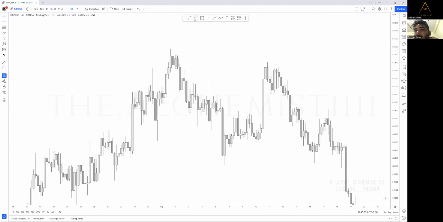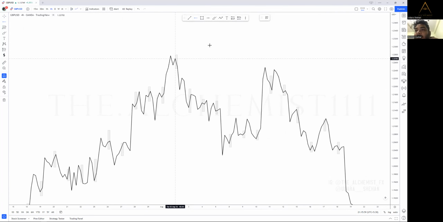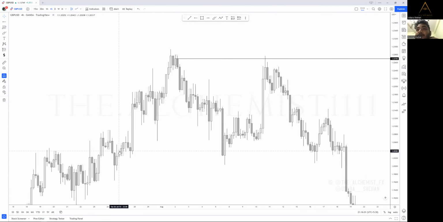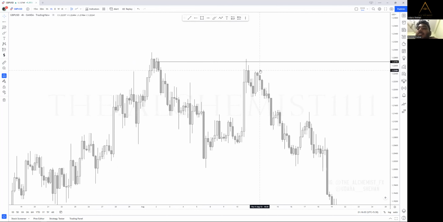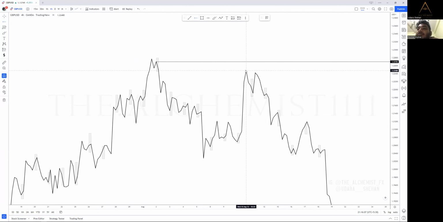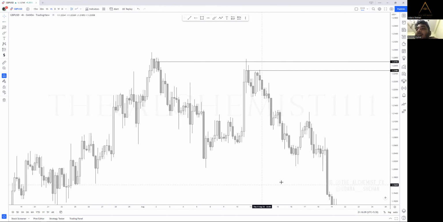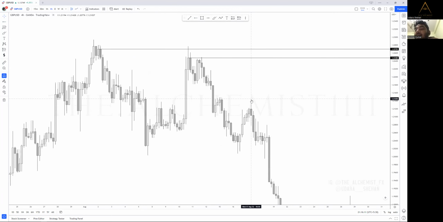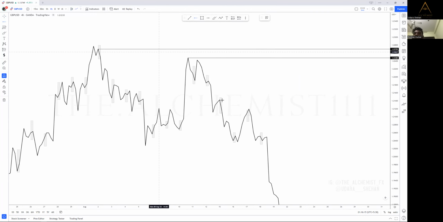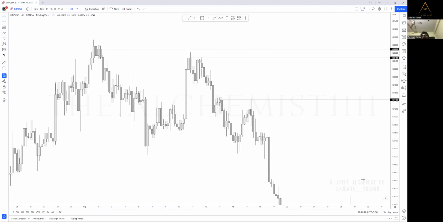Look at this one. Where did this tap into? Use the line chart, you'll have your answers. Resistance. See that? Where did this one tap into? Use a line chart. What is this? Resistance. Where did this one tap into? Line chart. Resistance. What happened? So many entries.